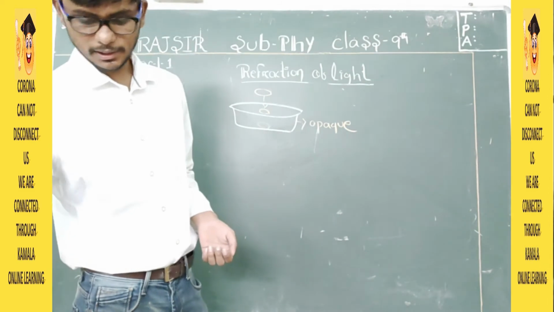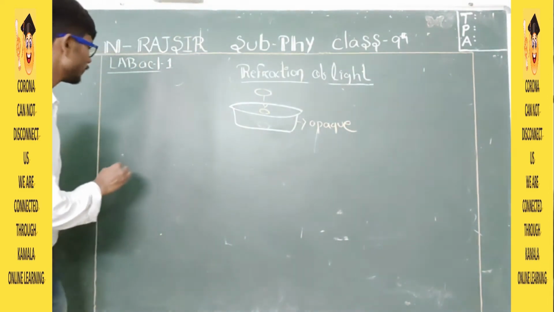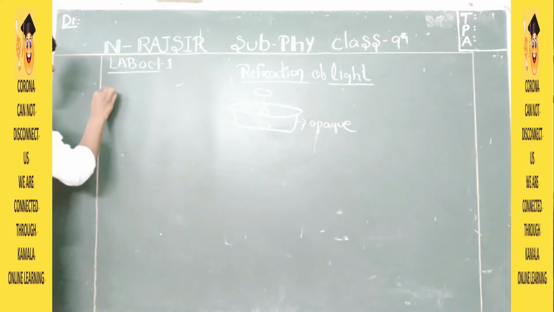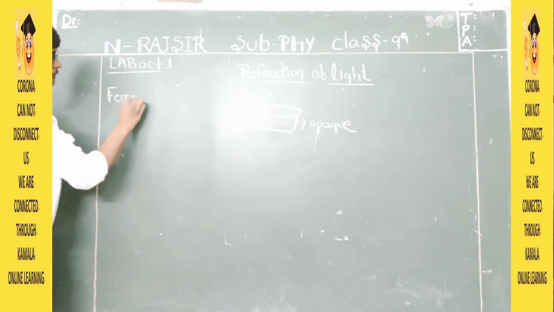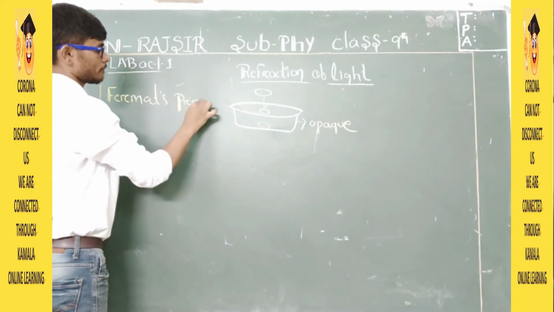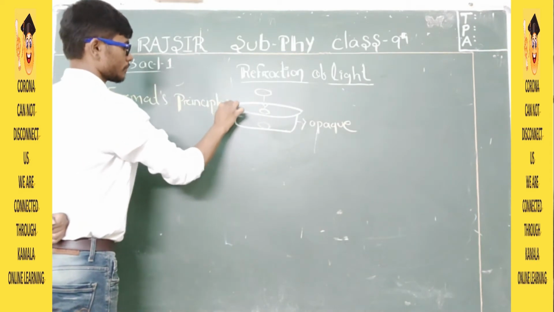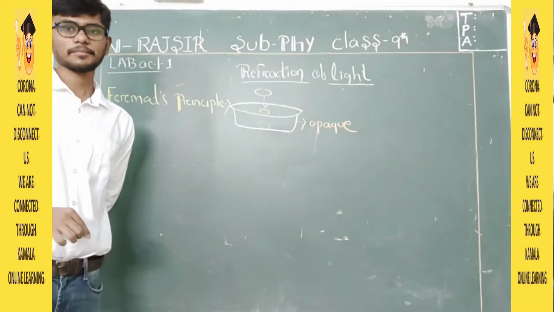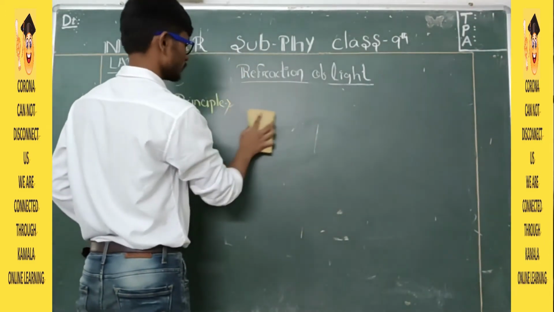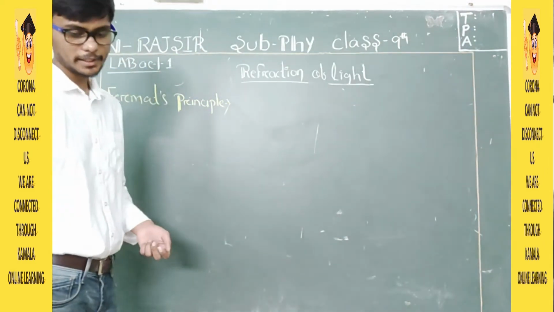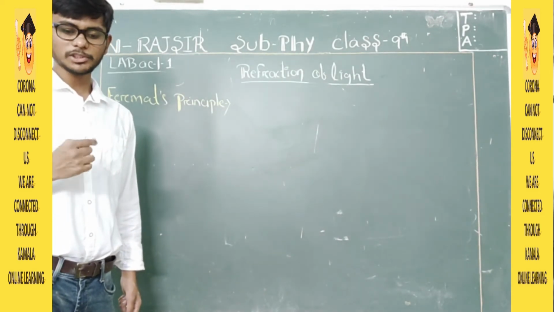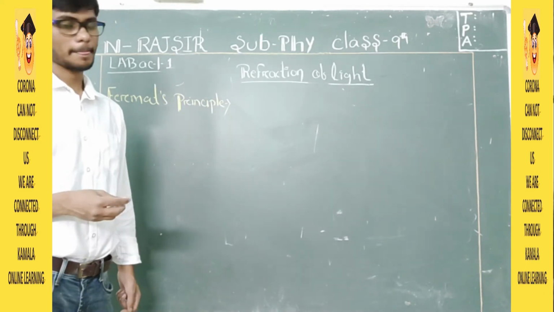Whose principle will help us? Let me write here. A scientist named Fermat. Fermat's principle is applied. I will ask, what is Fermat's principle? Let us understand what exactly is Fermat's principle. Later we will deal with this particular diagram. It states that a light ray always travels in a path which requires the shortest possible time to cover the distance between two given points. What is it telling?